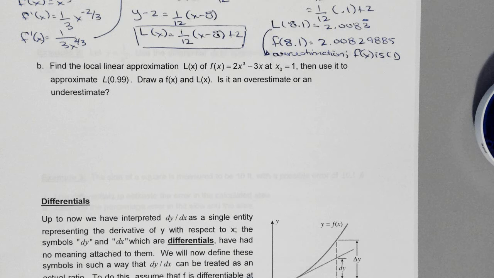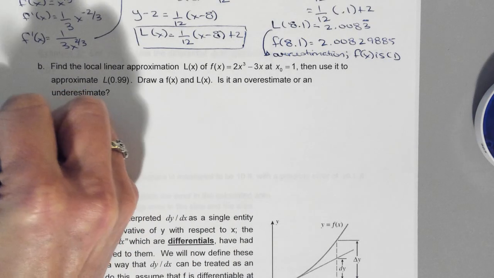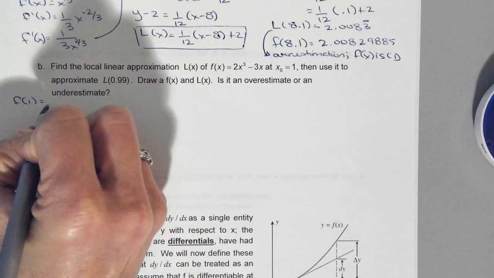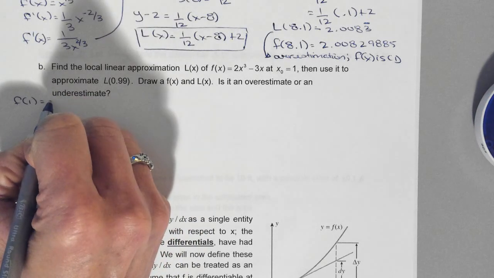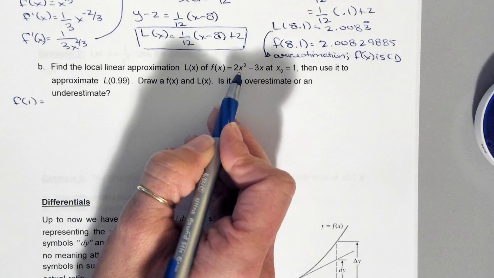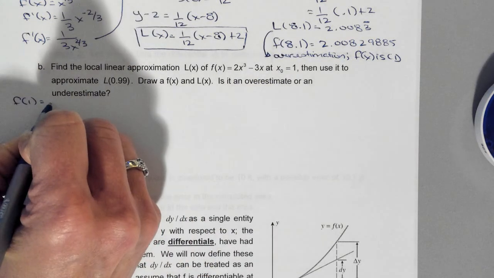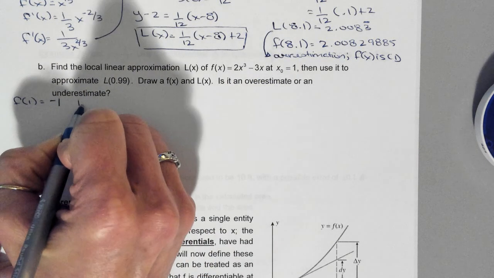You're given the function and you're given an initial value of x at 1. Okay, I'm going to stop there because if I need a line to approximate a value, what do I need to do? What is the process? Find the point, find the slope, put all the pieces together, right? Write the equation of the line. All right, so I need to evaluate f of 1. What is f of 1? It's negative 1. 2 times 1 cubed, which is 2, minus 3 times 1, which is negative 3, so this is negative 1. So here's my point, (1, negative 1).